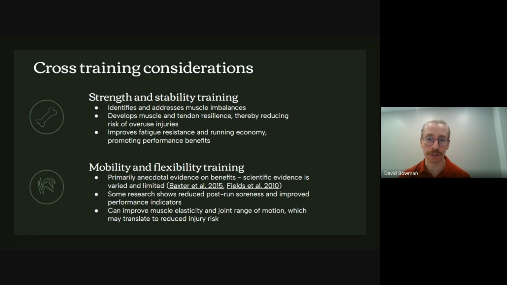Our other cross-training division is mobility and flexibility training. And this is something beneficial to include in your training, but I would say that the scientific evidence, so the literature out there on its benefits in trail running, tends to be fairly variable and quite limited. There's some research that shows that we get reduced post-run soreness and improved performance indicators in some settings. And what we do know about this kind of training is that it's going to help us improve our muscle elasticity and range of motion through the joints, which again, theoretically could translate to reduced injury risk, but the science on that is still, I would say, a bit inconclusive at this time.